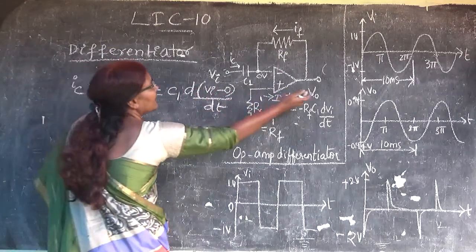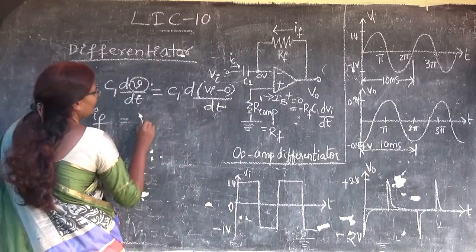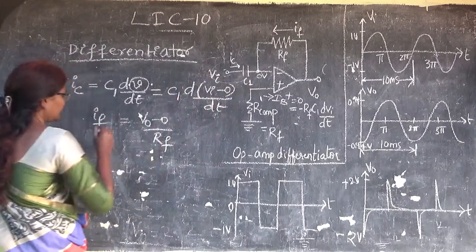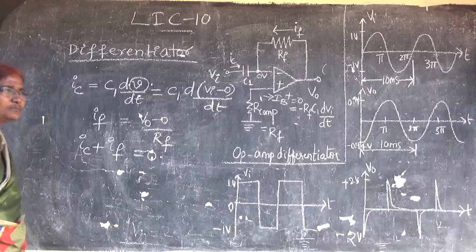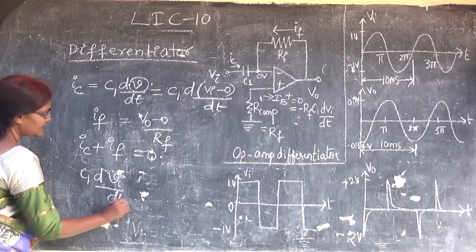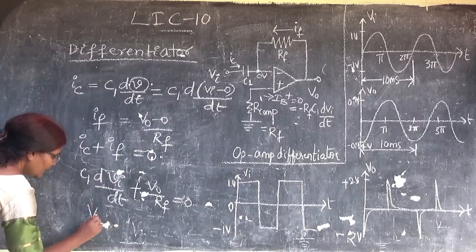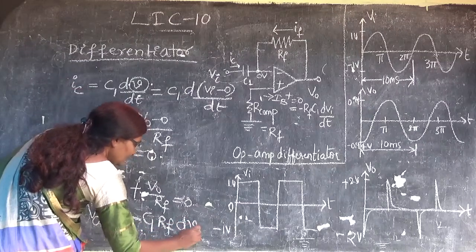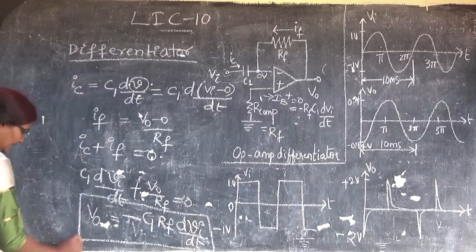Now what is the current IF? Here a normal resistor we are having. So IF is equal to V0 minus 0 by R. So what is the current at this junction? IC plus IF should be equal to the leaving current. No leaving current is there, so 0. So here IC is C1 dVi by dt, plus V0 by Rf equal to 0. So V0 is equal to minus C1 Rf into dVi by dt.